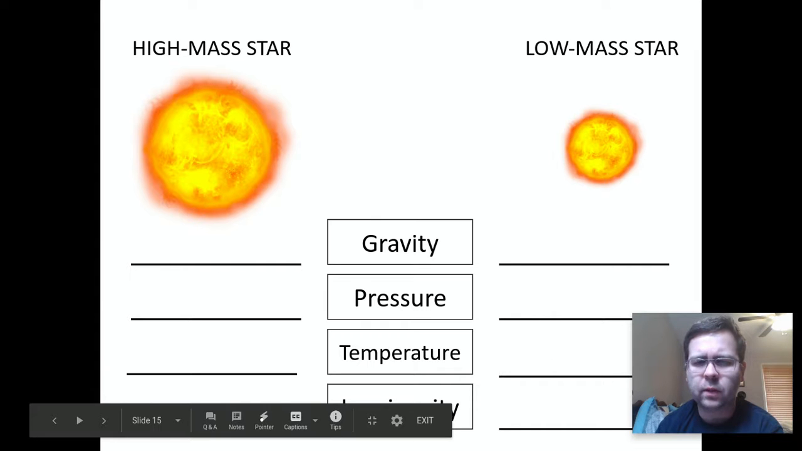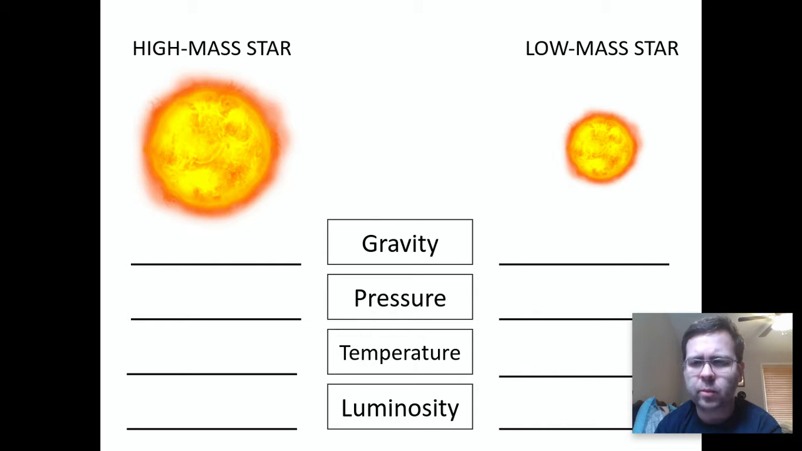And then finally, the luminosity of the star is how much energy it gives off. It's directly related to the temperature and pressure in the core. So the hotter it is in the core, the more energy it's going to be producing, because the more fusion reactions are going to be happening. So it's higher on every measure between the high mass and the low mass star.